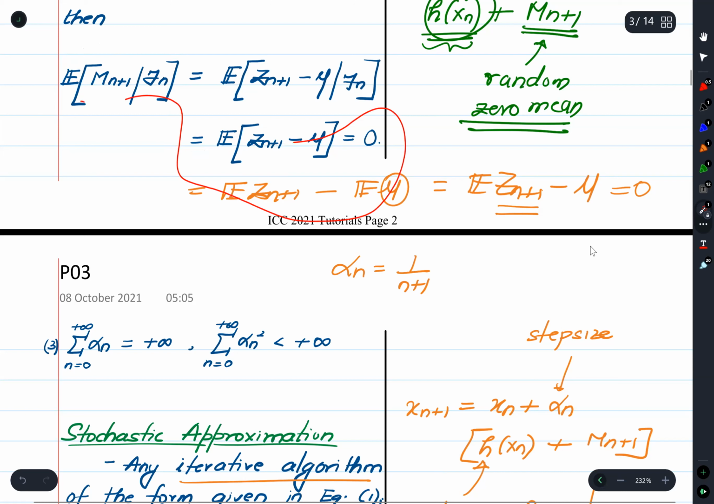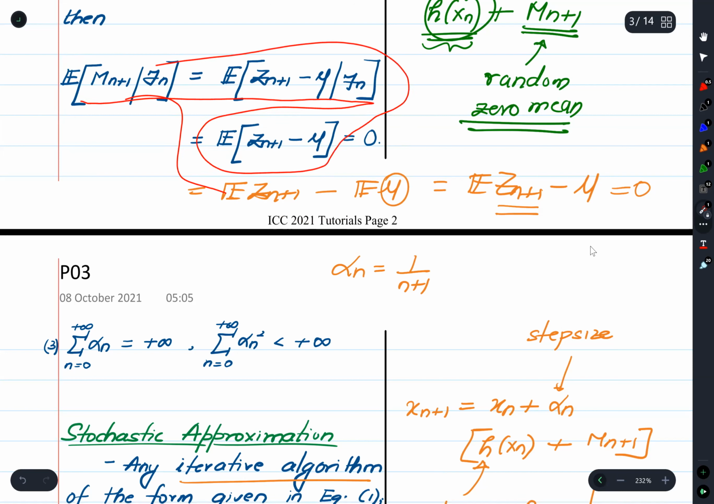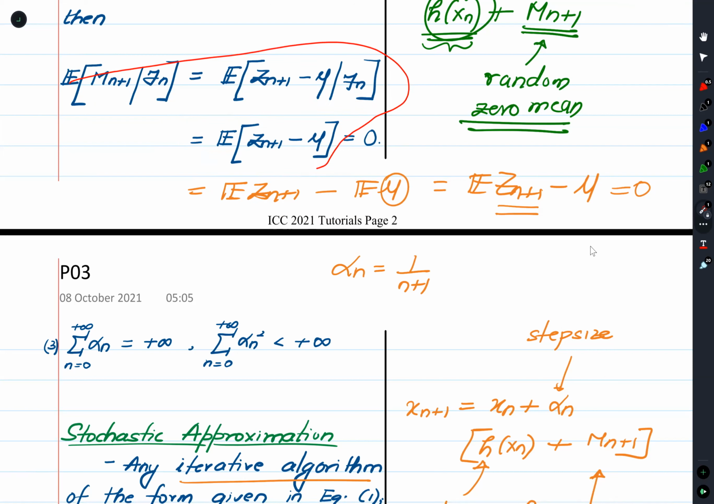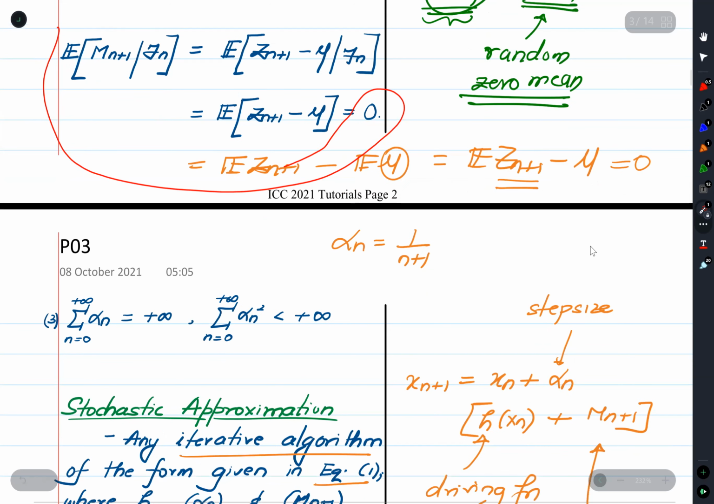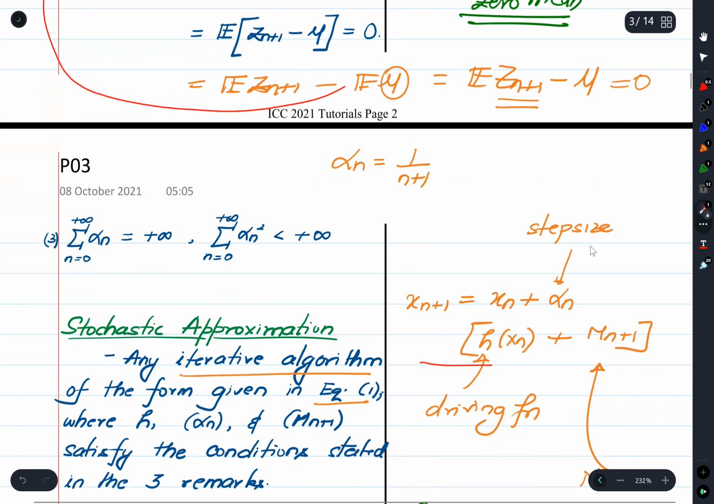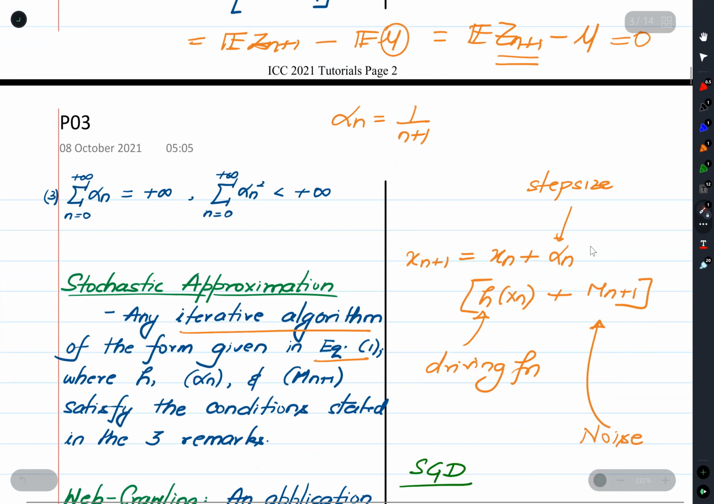Now, why did it turn out to be equal to this? That was because of that specific algorithm in context. However, in general, we don't require that this be independent of this. The only thing that we require is that this conditional expectation be 0. Is that okay? That's all we require. As long as we have such a thing, it will turn out that the iterative algorithm that we are interested in can be viewed as a stochastic approximation algorithm.